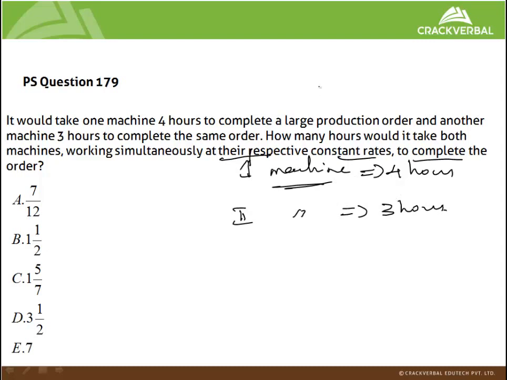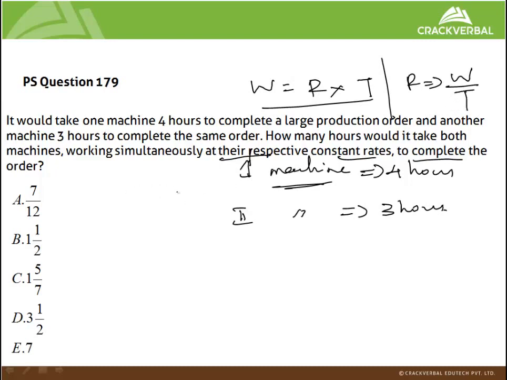Pretty simple, straightforward question, right? Remember that whenever they give you a time and work problem, if the question is asking you how long, we can always assume the work. Otherwise, the standard formula is work is equal to rate of work into time taken. Work done is always equal to its rate of work into time taken, whereas the rate of work is nothing but work by time taken.